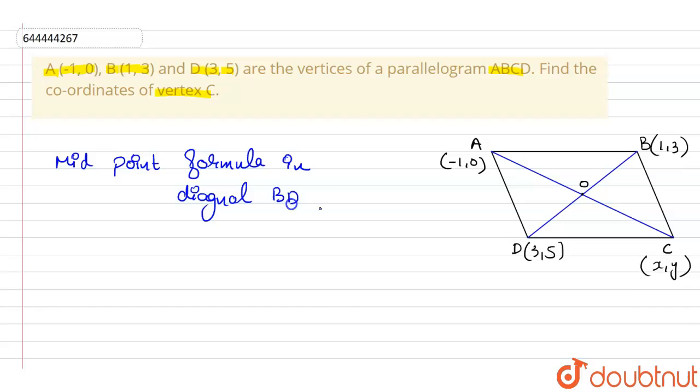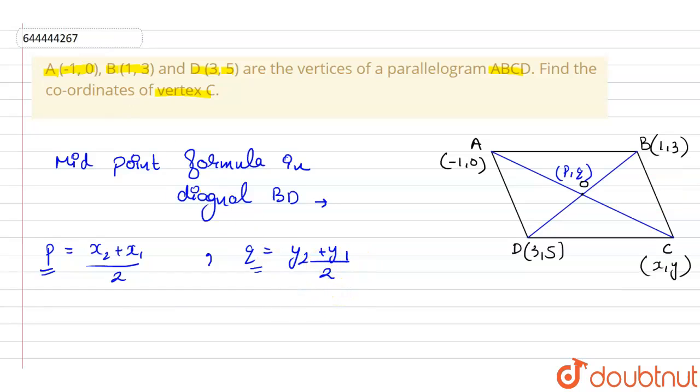In diagonal BD, we'll be using the midpoint formula and finding out the coordinates of point O. Let's suppose the coordinates of point O are P, Q. So P will be equal to x2 plus x1 divided by 2, comma, Q will be equal to y2 plus y1 divided by 2. That means the coordinates of the point O, that is P, Q, will be x2 plus x1 divided by 2 and y2 plus y1 divided by 2.